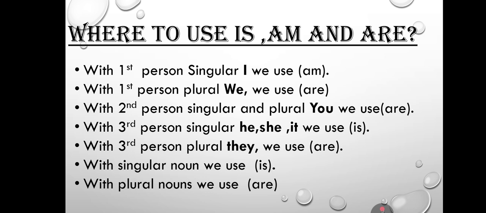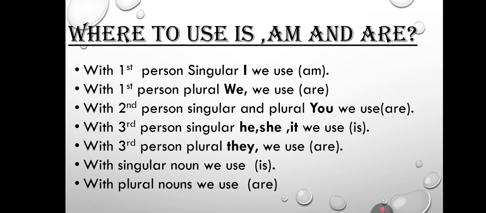Many students get confused about where they need to use is, am and are. So right here you will get the tips, and you will come to know where to use is, am and are. With first person singular I, we use am. We always use am with I. Like, I am doing my work, I am going to the market, I am completing the task, I am drawing a map, right?